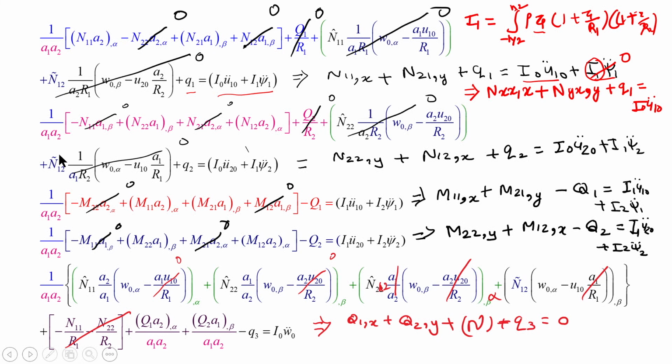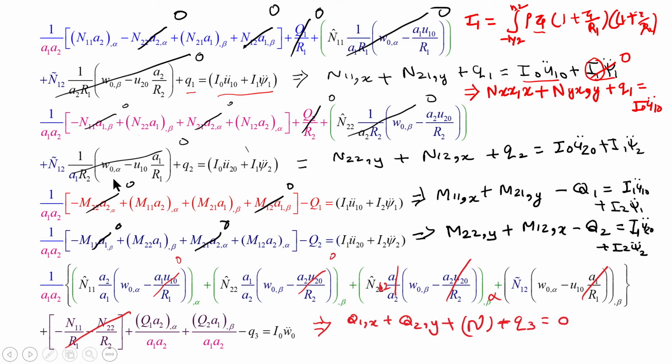Now come to the second equation. In the second equation, the first term will not contribute because a1 is constant, the second term will contribute, similarly the third term will not contribute and the fourth will contribute, and q2 by r1 will not contribute.